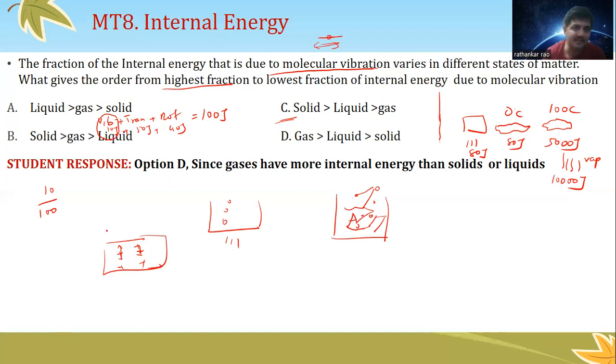So which is the right option here? See, liquid, this is wrong, this is wrong. So C is the right answer. This is how one needs to think logically. To understand this, you need to read the question once again.